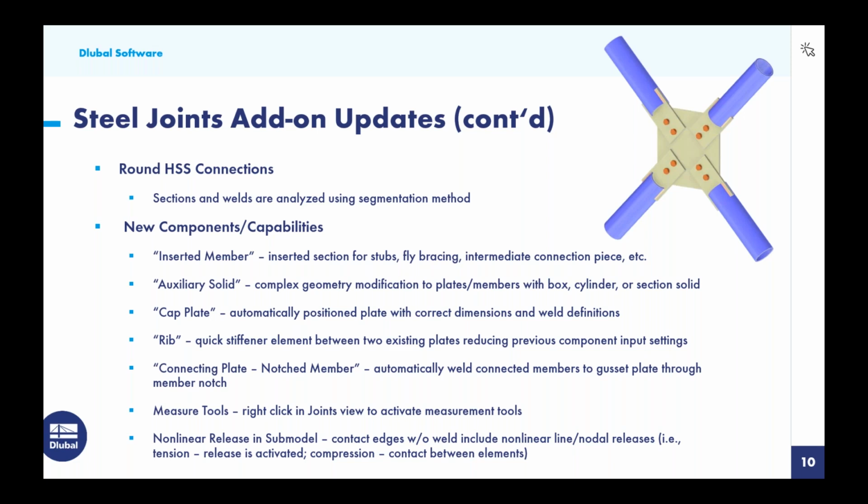And finally, this probably won't be so apparent in RFEM itself, but in the submodel, we have added some additional nonlinear line and nodal releases for contact edges. So for example, if we have a beam splice where these two edges are butting up against each other, you'll now see in the submodel that in tension, we will see these two elements separate away from each other, but in compression, we'll see full force distribution between the two elements because of these nonlinear line and nodal releases.